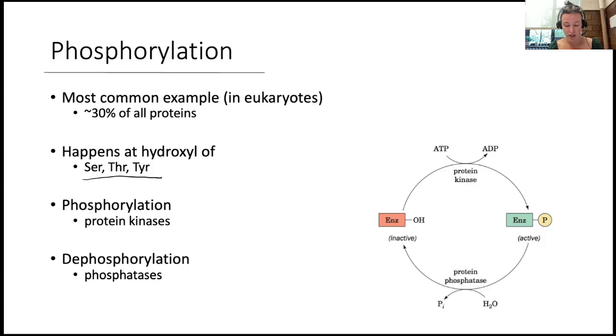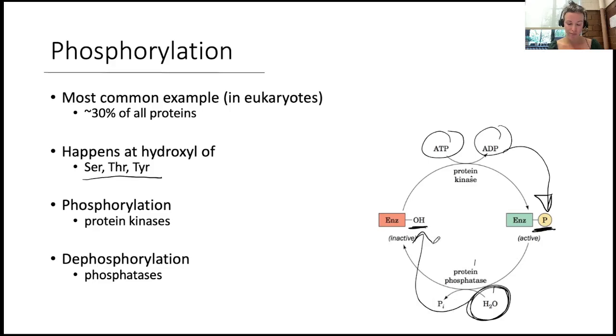And what generally is going to happen, folks, is we'll take that R group and throw a phosphate on it. The protein kinase uses ATP, converts it to ADP to stick that phosphate on, and the protein phosphatase will generally hydrolyze off that phosphate with water, getting us back to the dephosphorylated version.